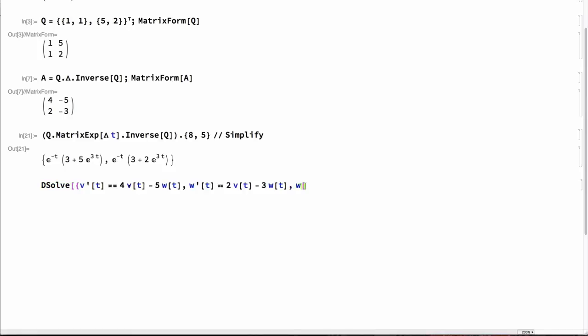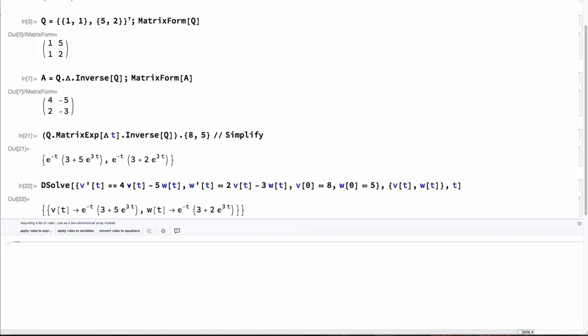And then I have to put in the initial conditions. So the initial conditions were that V at 0 equals 8 and W at 0 equals 5. And then I have to tell it what I want to solve for. I want to solve for V of t and W of t, and then the independent variable is t. Mathematica's solution, my solution.